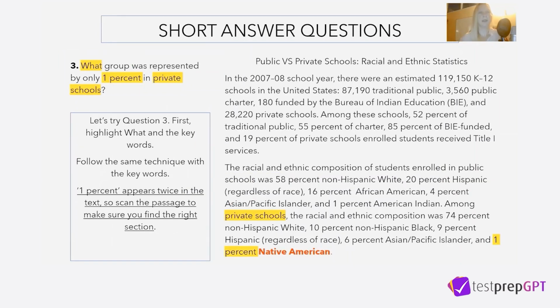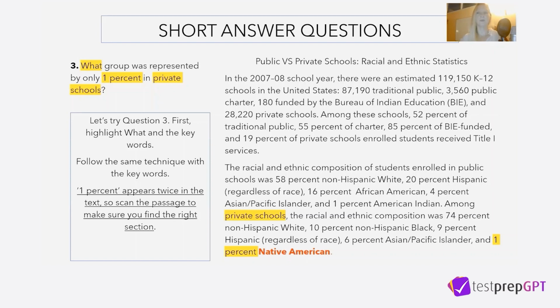Okay, number 3, let's try the next one. What group was represented by only 1% in private schools? Okay, so we know what group is the question word. So we're looking again for an object. We're looking for a group. That's a noun. And we're looking for the keywords. So we're going to skim the text. We see 1% and private schools. They appear in paragraph 2 again, but in the second and third sentences, right? So now we're going to scan the text for the answer.